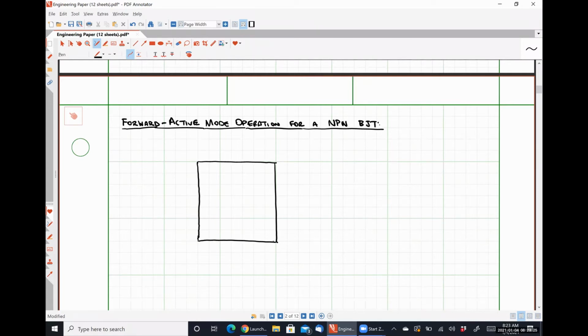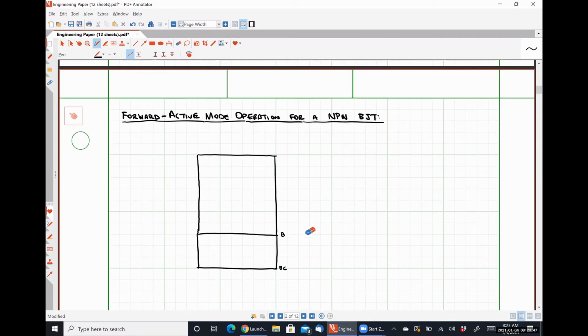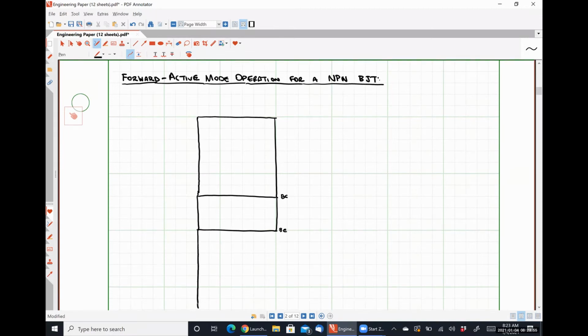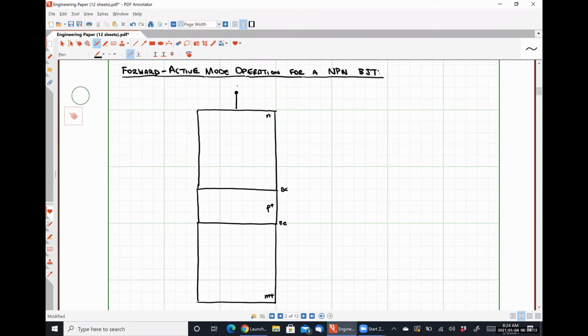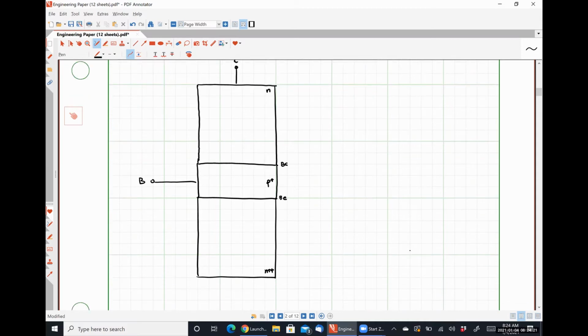So here is our base emitter junction. I'm drawing the base region smaller in physical size so that we'll remember that it's thinner. Here is the base, sorry, this is base collector. And this guy down here is the emitter. My apologies. So this region is very heavily doped. This region is heavily doped. This region is lightly doped. And to be clear here, here's our collector. Here's our base. Down here is our emitter.